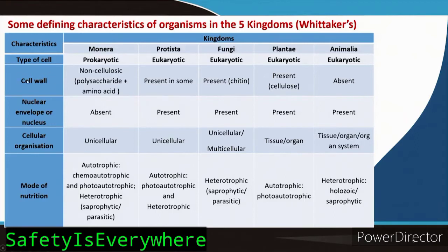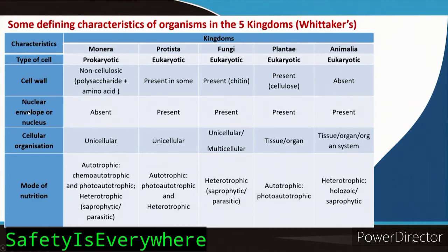So these are differences based on cell walls. Bacterial cells, which are prokaryotes, have cell walls of non-cellulosic polysaccharides plus amino acids, and like I said, cell walls may be present in some protists. Most of them have a cell wall. Fungi always have a cell wall, and it's made of chitin. Plants always have a cell wall. It's a rigid cell wall made of cellulose. Animals do not in general have a cell wall, animal cells.